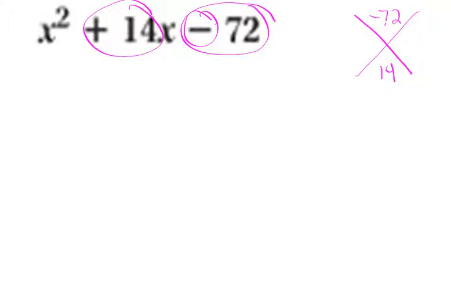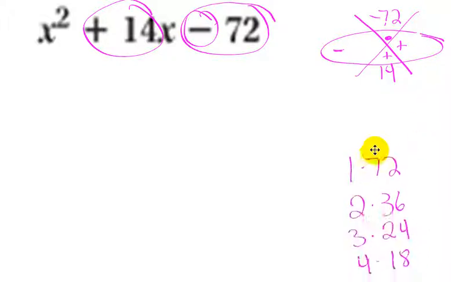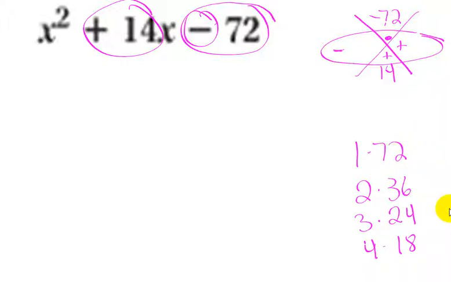Now we ask, what two numbers can we multiply to get negative 72? That means one must be negative and one must be positive, but when we add them, we get a positive 14. So what two numbers? You have to write your factors of 72. We know we've got 1 times 72, 2 times 36. I've got them right here, and a few of them.